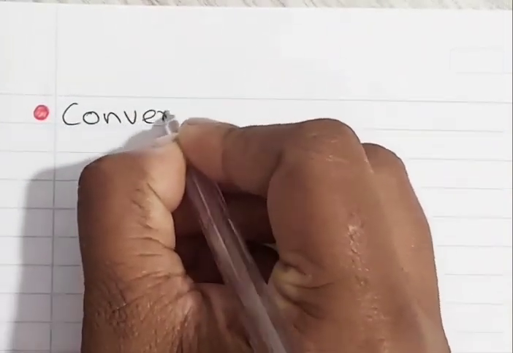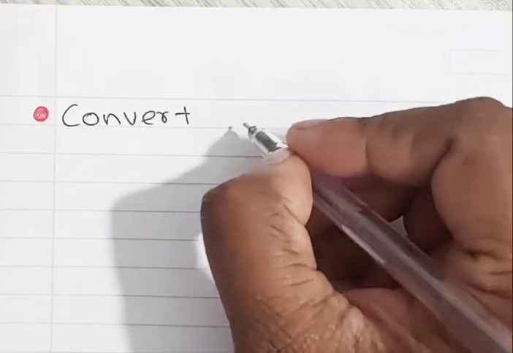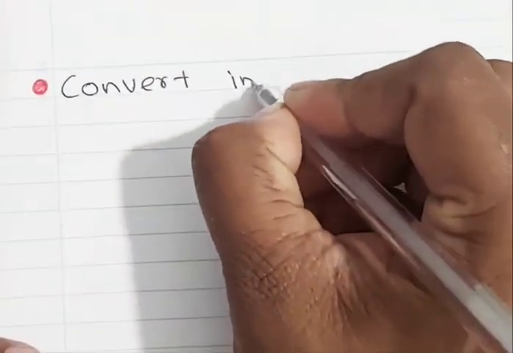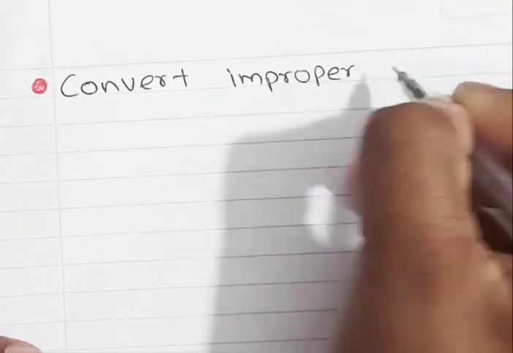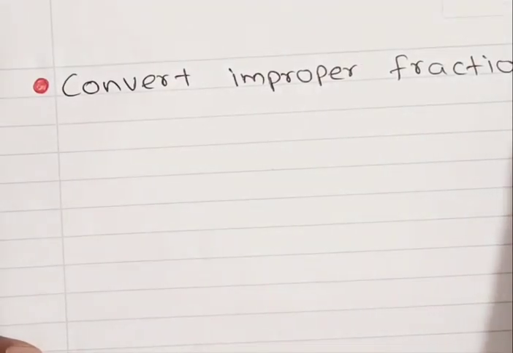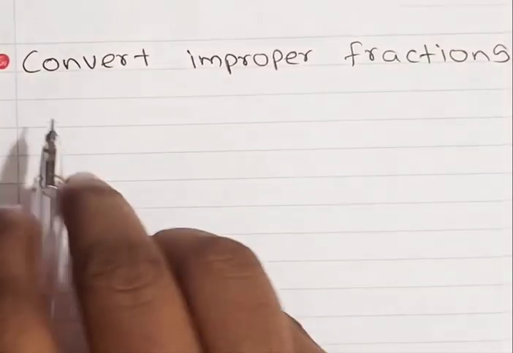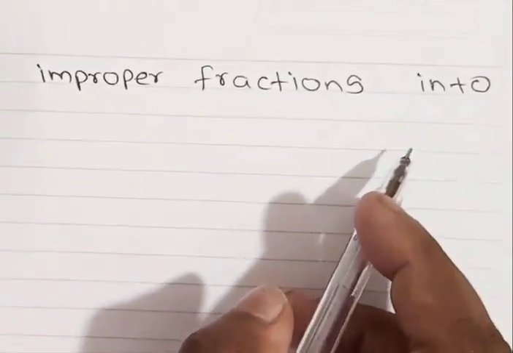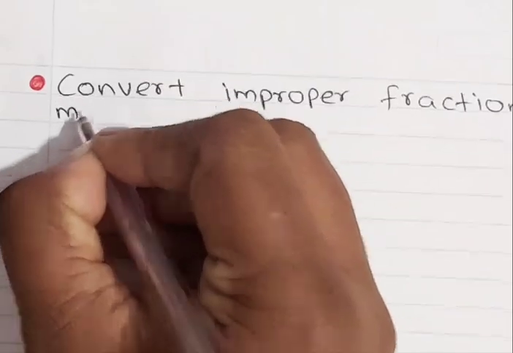Okay, so the next topic is converting improper fractions, the reverse way, okay. So again we have to put the subtopic like this: convert improper fractions into mixed numbers. Convert improper fractions into mixed numbers, you need to write it down like this, right.